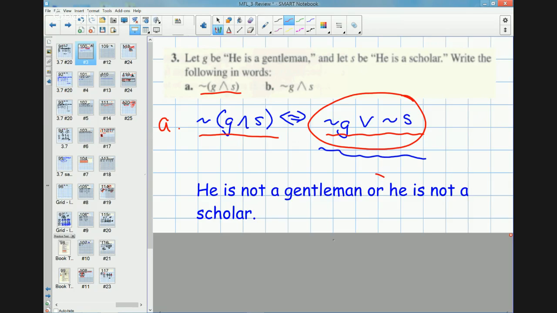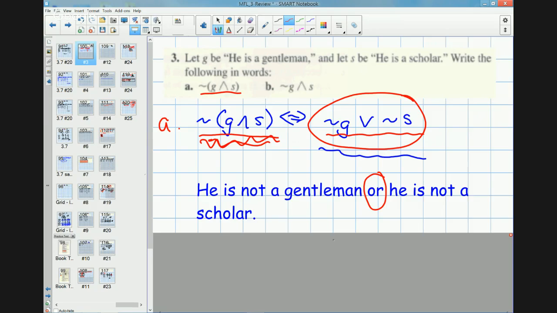Please note this. What I'm circling is what students often mess up on. In other words, you've got to remember to flip that sign. So I guess the question I had was, in the book it says for the answer, he is not a gentleman and a scholar, and I was wanting to put or, and I wanted it to be different. So or would be correct, right? Yeah. The answer in the book is cheesy. That's what I just said.